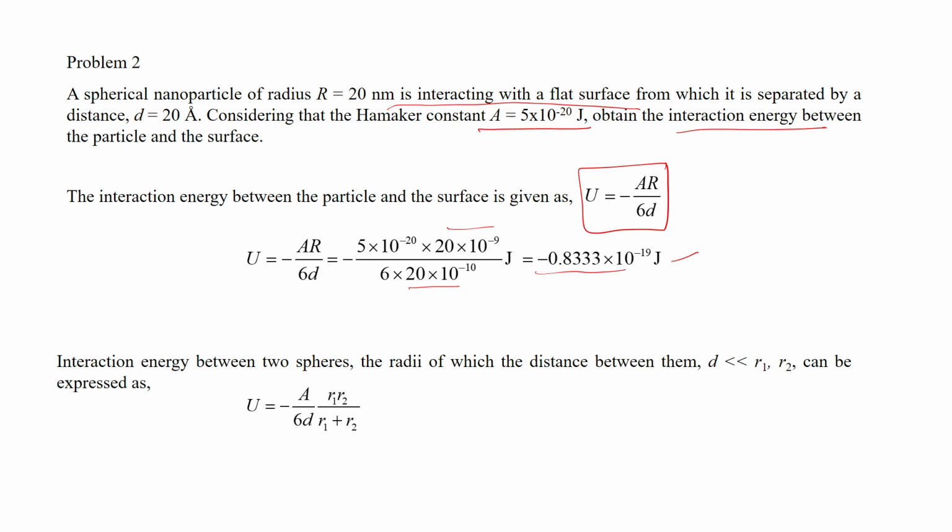We will see how we get the idea of surface energies or interactions in the next lecture on this topic. The interaction energy between two spheres of radii r1 and r2, with a distance d much smaller than r1 and r2, can also be derived. Here the minus A by 6d remains, and r1 r2 by r1 plus r2 is an effective radius of the geometry.